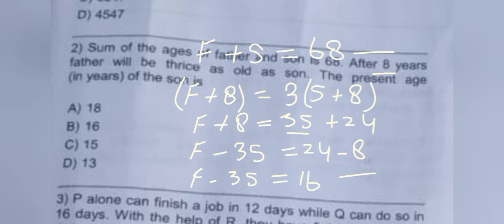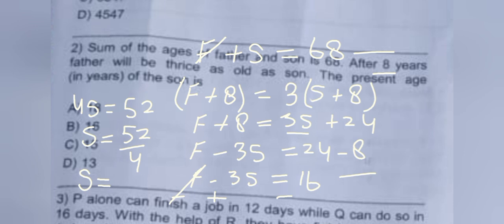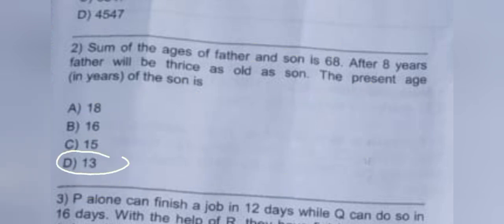Okay, so we can subtract these two equations, so this will become minus, this becomes plus, and this becomes minus, so this F and F will get cancelled. S plus 3S is equal to 4S, so I will write 4S is equal to, now 68 minus 16 is equal to 52. Or S is equal to 52 divided by 4, which comes out to be S is equal to 13. 13 fours are 52. So the present age of the son would be 13. So I guess the option is here, yes. So the correct option would be 13.